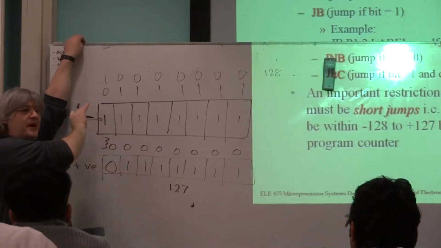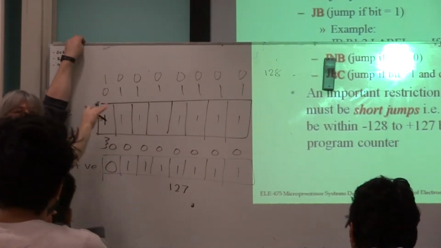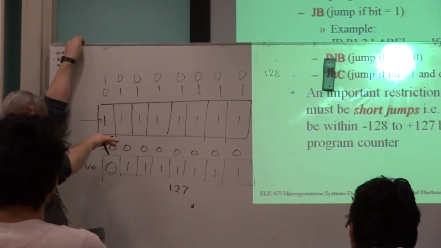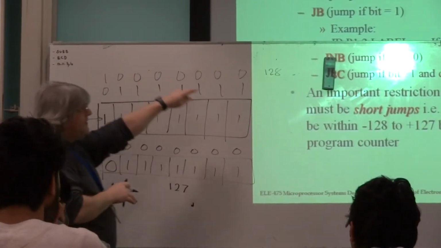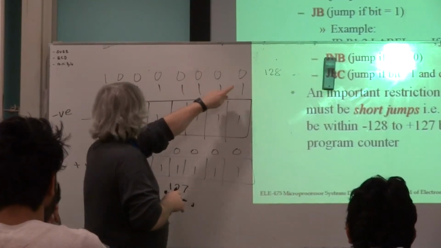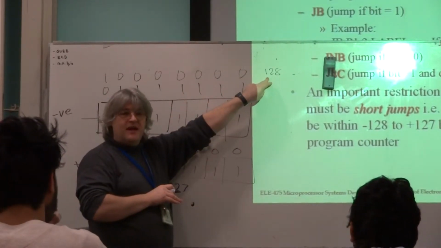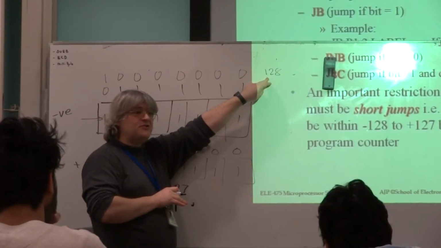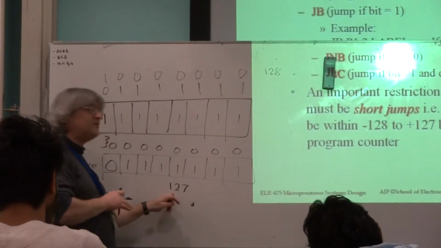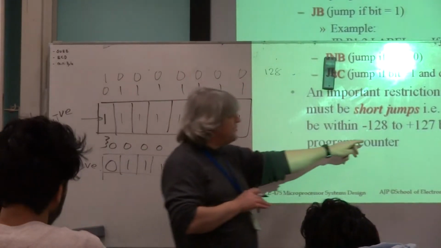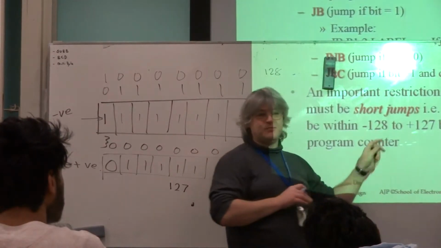If you're not totally clear about why I'm doing that, don't worry yet. We're going to do signed arithmetic in a few slides anyway. But basically, the magnitude of the biggest negative jump you can have is 128. The magnitude of the biggest positive jump you can have is 127. So you can jump anywhere in the range plus 127 to minus 128.